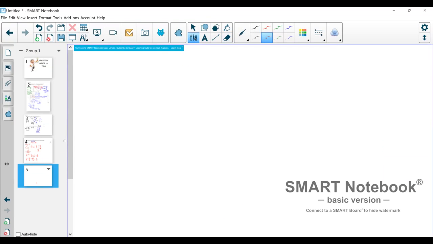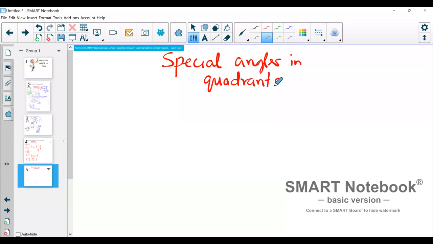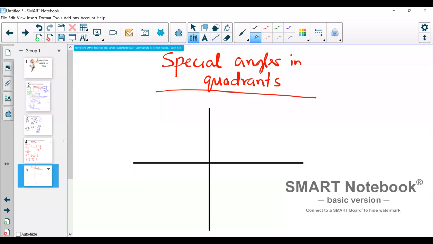So we'll continue with special angles in quadrants. Okay, special angles in our quadrant. So this is what I'm going to do. I will then quickly draw. In the video I sent to you, I made a very detailed explanation on this.